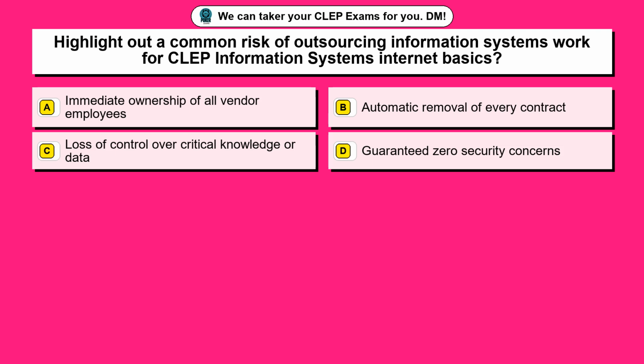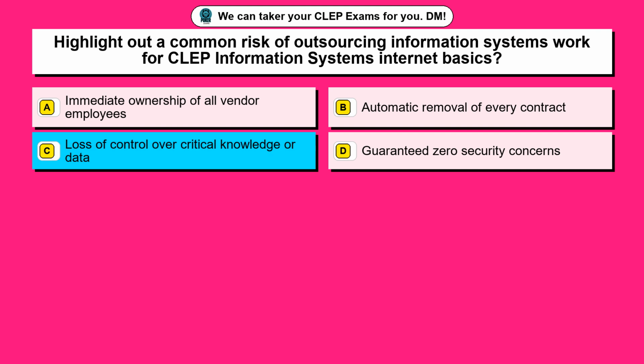Question 96. Highlight a common risk of outsourcing information systems work for CLEP Information Systems Internet Basics. Option A. Immediate ownership of all vendor employees. Option B. Automatic removal of every contract. Option C. Loss of control over critical knowledge or data. Option D. Guaranteed zero security concerns. The correct answer is option C.